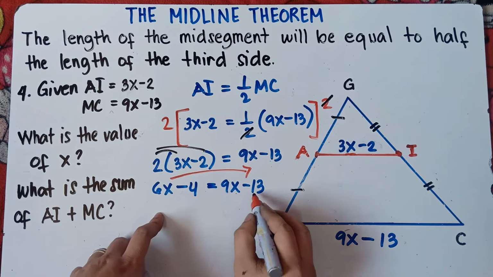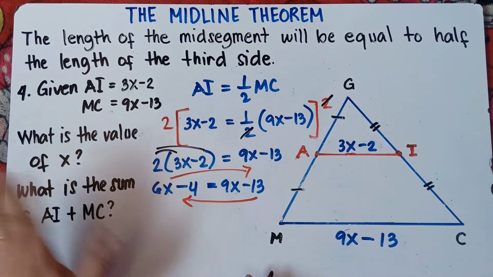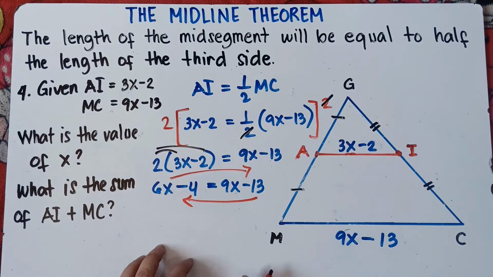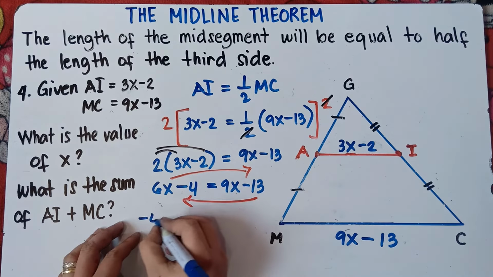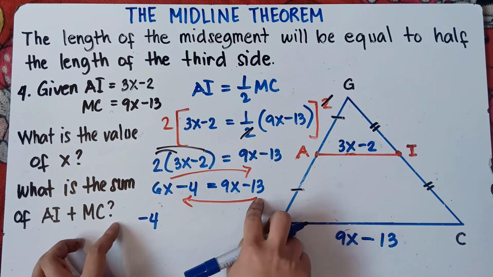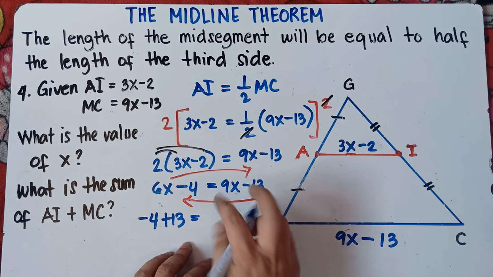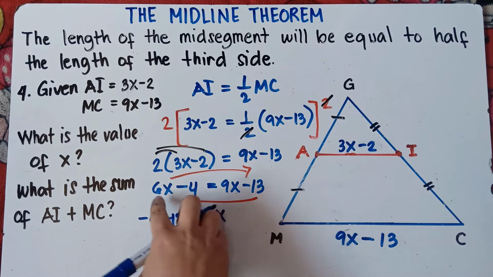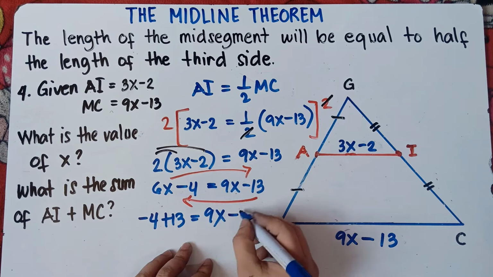And this 13, we transpose this one from right to left. So all of the numbers, we put on the left side, and the x values, we put on the right side. So negative 4, copy negative 4. We transpose negative 13 from right to left. This is negative, it will be positive 13 equals, copy 9x. 6x, transpose this one left to right. This is positive, it will be negative 6x.